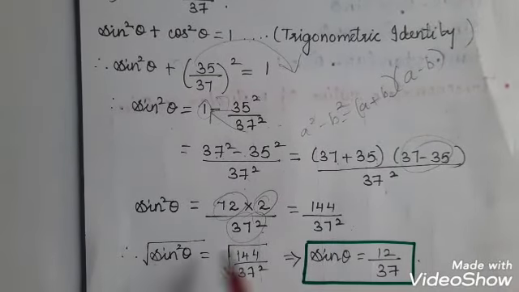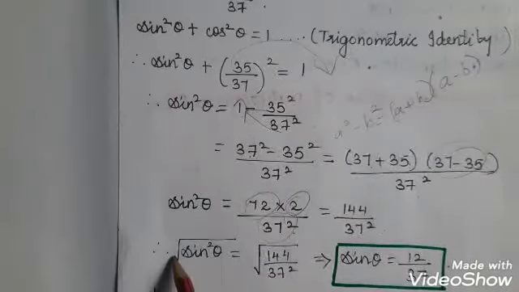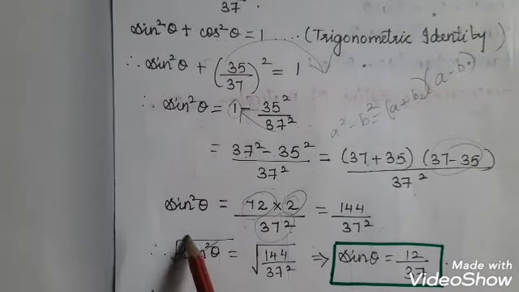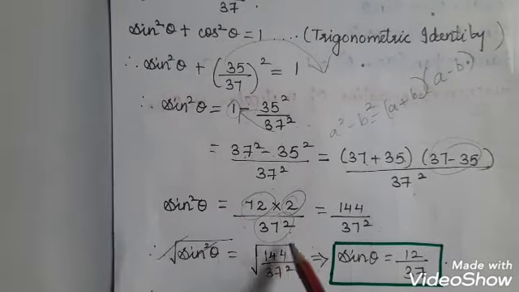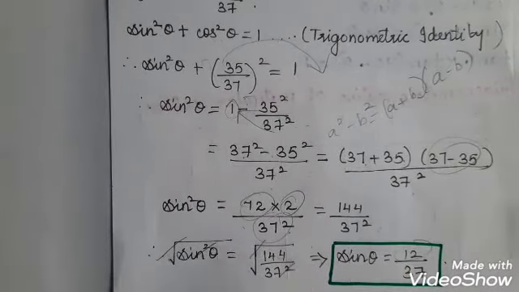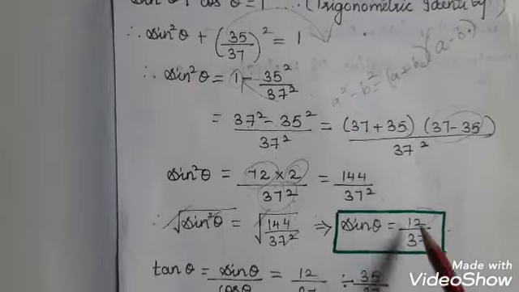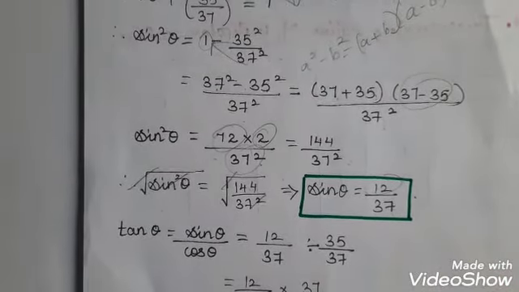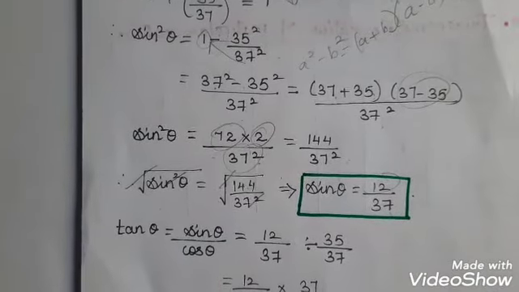Now taking square root on both the sides. So taking square root for this as well as for this. Okay, so square and square root sign gets cancelled. Square root of 144 is 12, and this square root sign and square also gets cancelled. So that is 12 upon 37. So you got the value for sin theta as 12 upon 37.